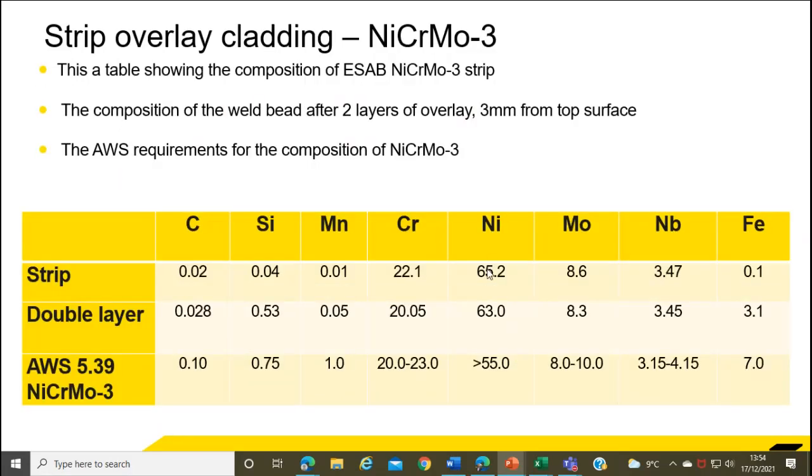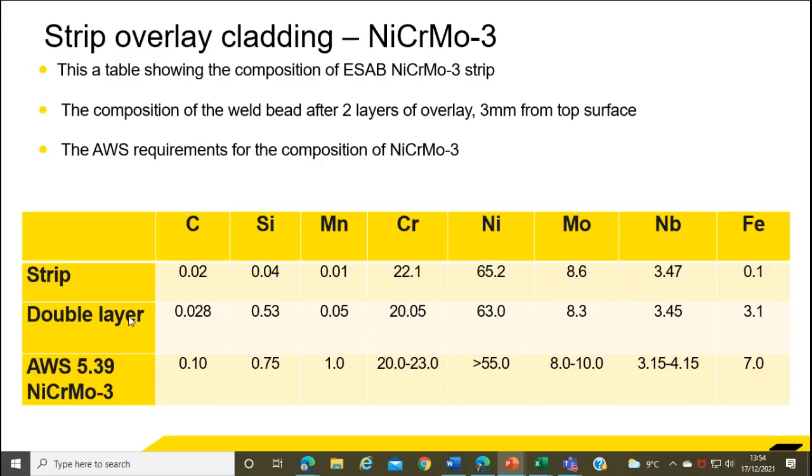Just an illustration of nickel chrome moly 3, so alloy 625. We've got the composition according to AWS, and the composition of the ESAB strip. And you see with a double layer, the chemistry that you achieve, the big thing to notice really is probably the iron content. Obviously the iron increases considerably due to dilution. So it just gives you an idea of what happens because of dilution.